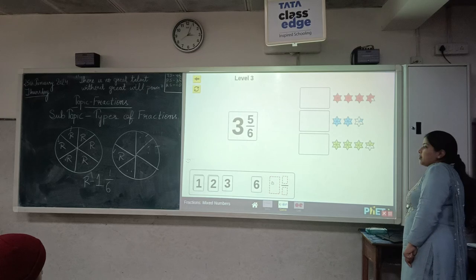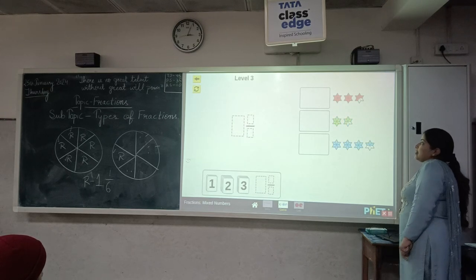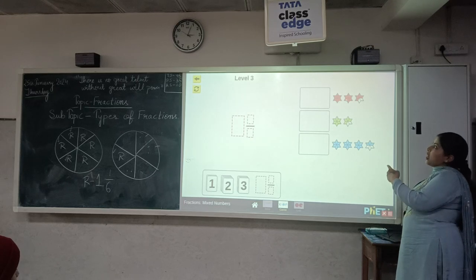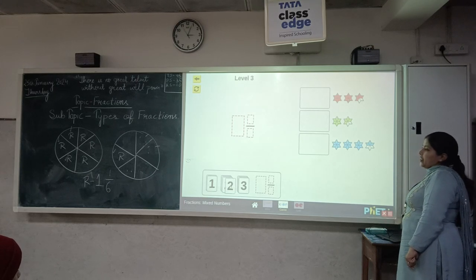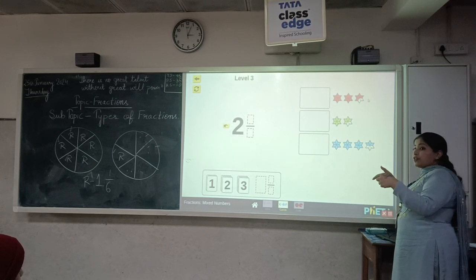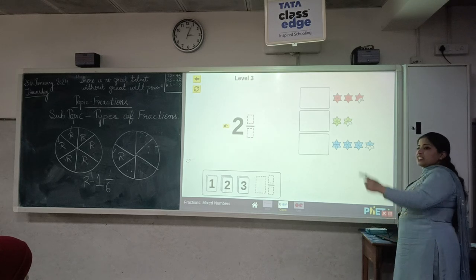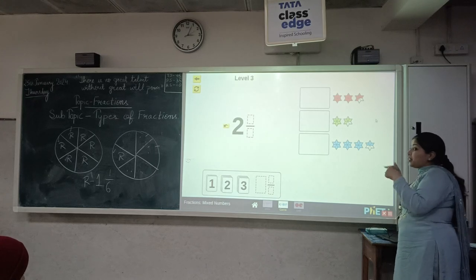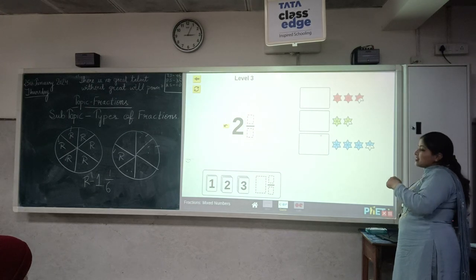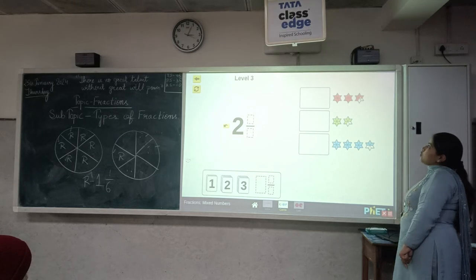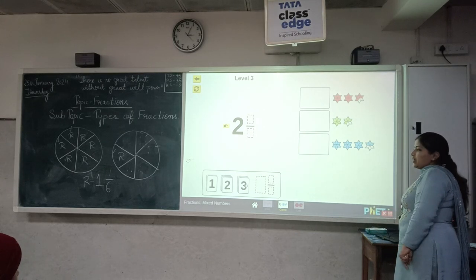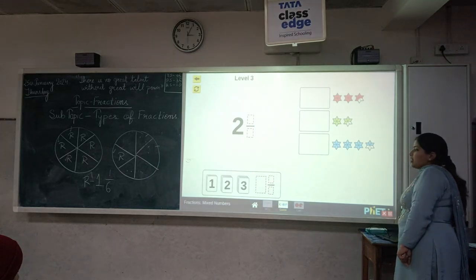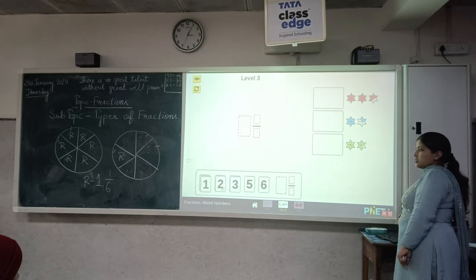What is the whole number here? Look at this one, the red one. What is the whole number, Lavin? Ma'am, 2. Very good. So 2 is the whole number here. And what is the fraction of the third figure? Yes, Vartika. 2 upon 6. No, I am asking the colored part. See the colored parts. Ma'am, 4 upon 6. See, 1, 2, 3, 4, and total parts is 6. So we will write 4 upon 6. So the mixed number of this figure is 2 and 4 upon 6. Okay.